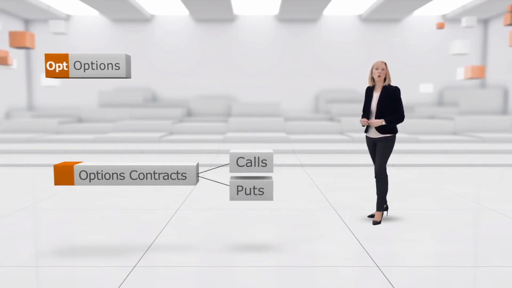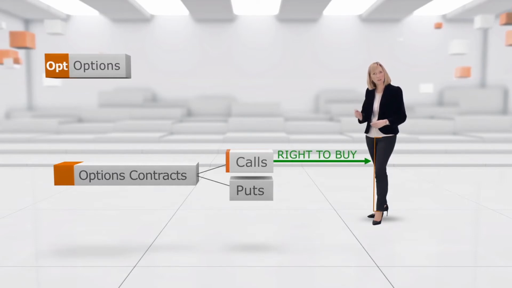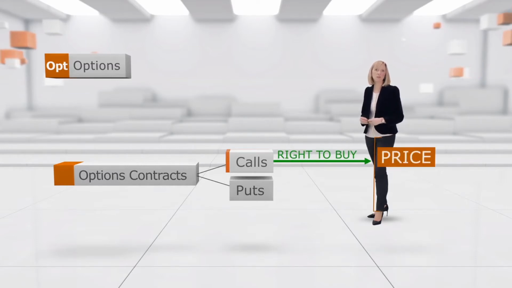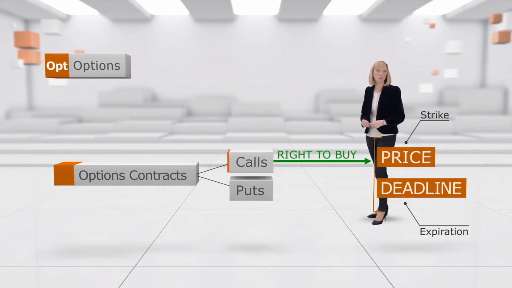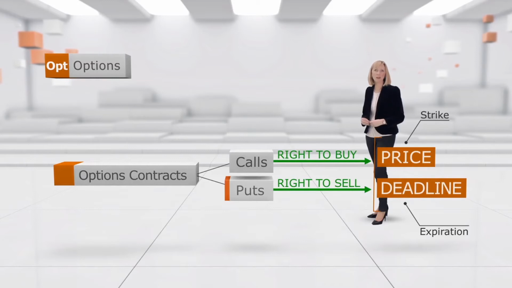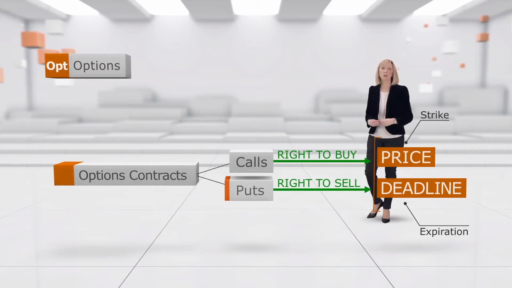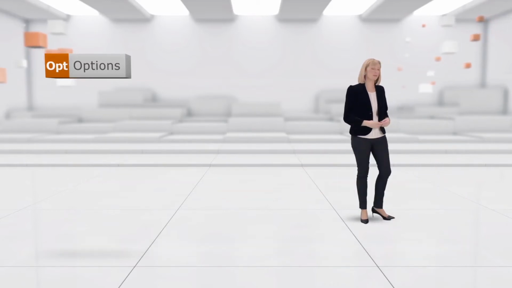As a buyer of a call option, you have the right to purchase a stock at a specific price, which is called the strike price, by a specific deadline, which is called expiration. As a buyer of a put option, you have the right to sell a stock to someone else at the fixed price by the expiration date.